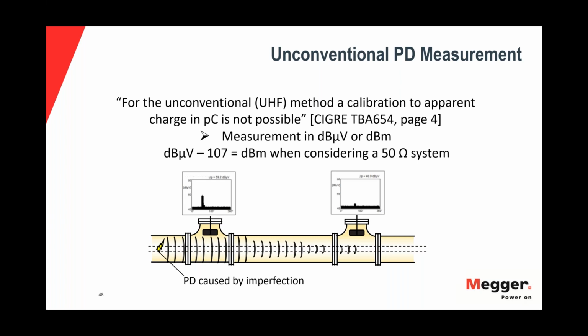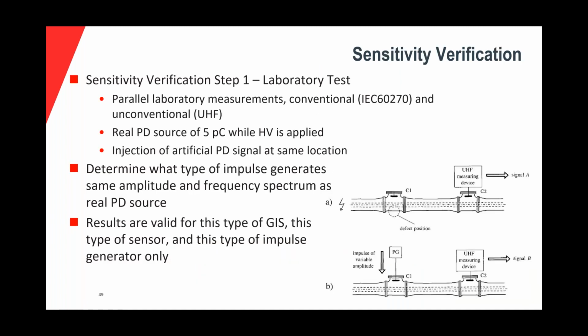You can see here that PD propagates through the enclosure and is picked up by several sensors, with a stronger signal picked up by the first sensor, then a weaker signal picked up by the next sensor. So by measuring through several sensors, the approximate area of the PD can also be determined. So let's talk about sensitivity verification.